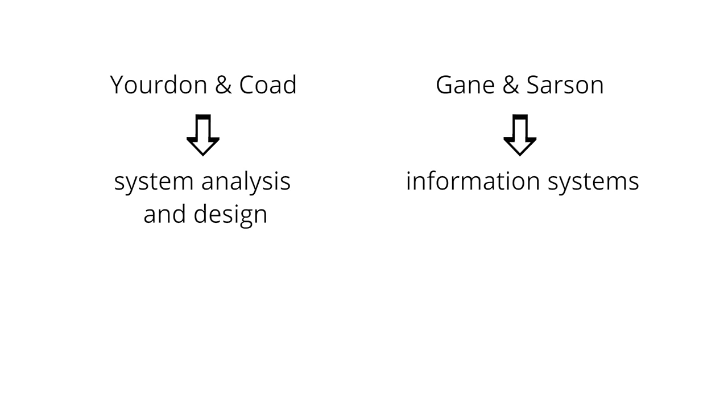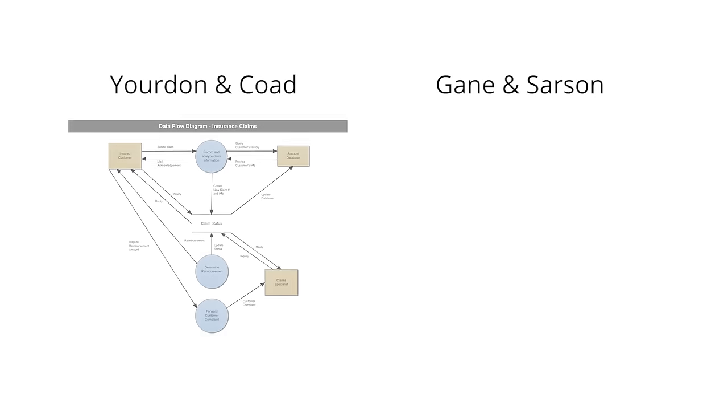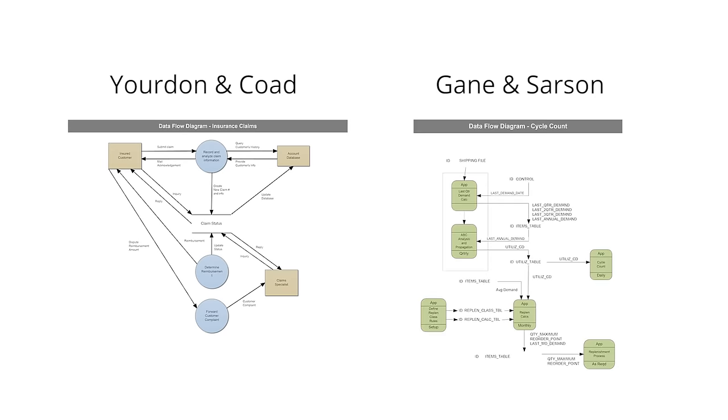Visually, the biggest difference between the two is how processes look. In the Yourdon and Coad way, processes are depicted as circles, while in the Gane and Sarson diagram, the processes are squares with rounded corners. Let's explore the common data flow symbols and notations and what they signify.